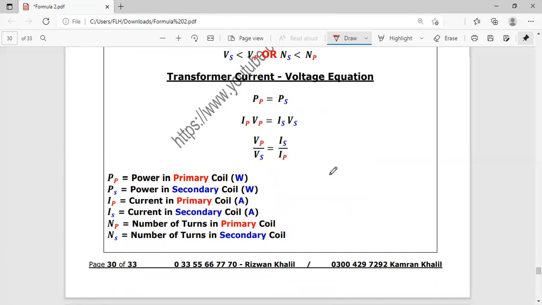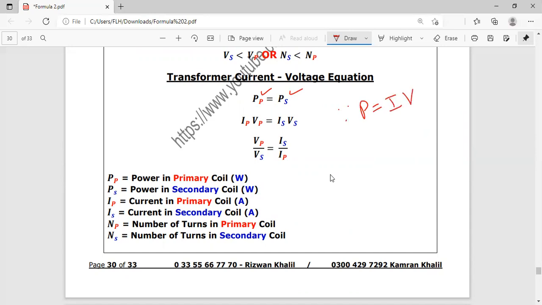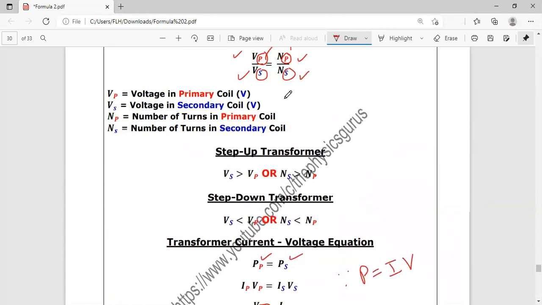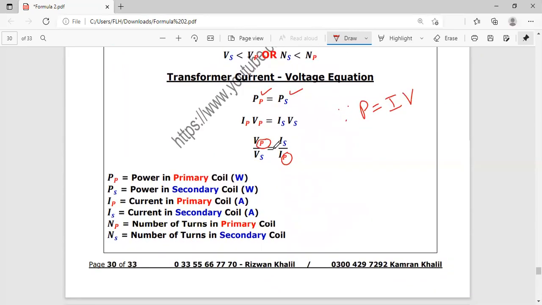Then the transformer current voltage equations. We know that in an ideal transformer, power in the primary coil is equal to power in the secondary coil, since P is equal to I into V. Therefore, IpVp is equal to IsVs, and here we can calculate the ratio: Vp over Vs is equal to Is over Ip. But in this formula, you have to write P and S inverse to each other. In the previous formula, P will be written in front of P and S in front of S, but in this formula, P will be written in inverse relation.